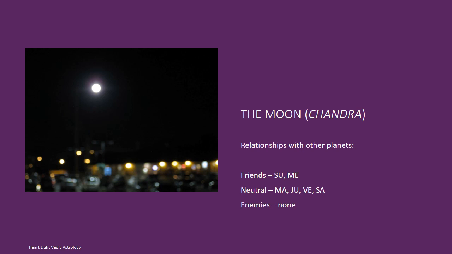And the moon is unusual in that it's the only planet that doesn't have an enemy sign. So the moon doesn't seem to be in a house where it's not working well, but there are houses ruled by the sun and Mercury, which do support the moon a bit.